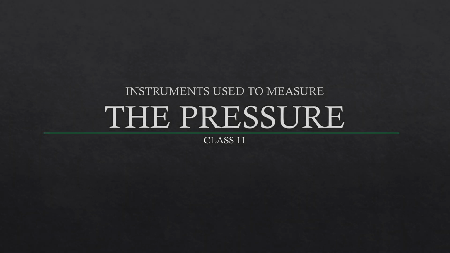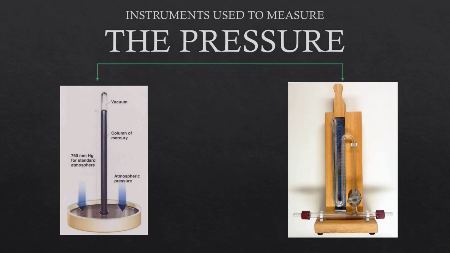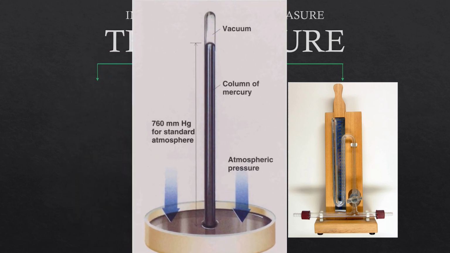In this lecture, I'll be teaching you about the instrument that is used to measure the atmospheric pressure. Basically, there are two instruments that are used to measure the atmospheric pressure. First one is called barometer and second one is called manometer. First of all, barometer. Now let's talk about that in detail.